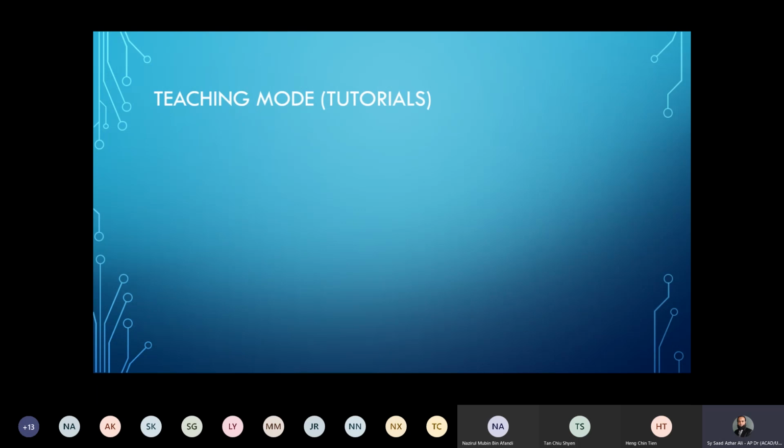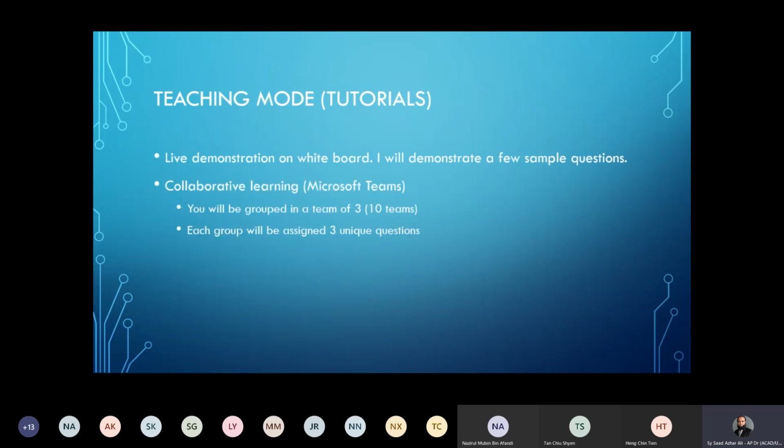How? I did collaborative teaching. You will be grouped in a team of, at that time, 5, because it was a bigger session group. You are just 30, which is good. So for you it will be like 10 teams or 9 teams, with 3 members each, and each group will be assigned 3 unique questions.